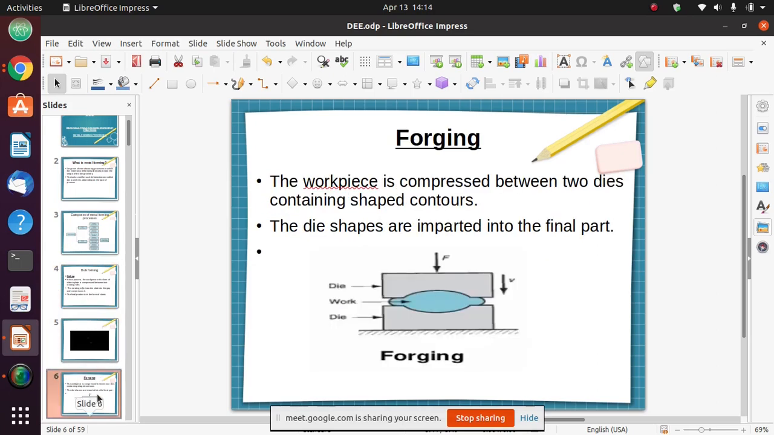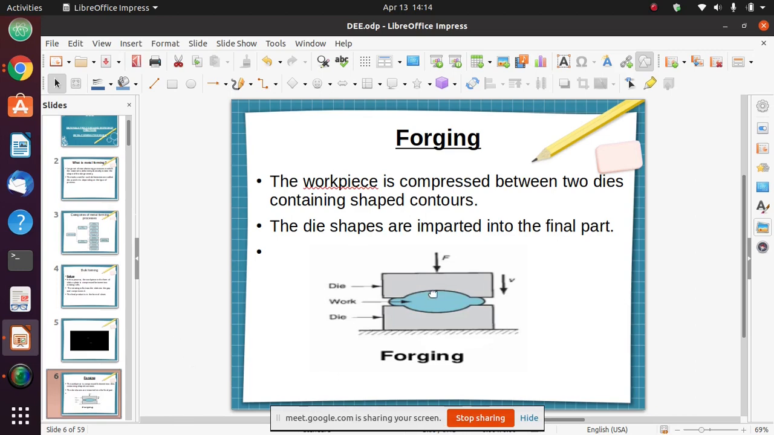Now, we have forging. Forging, I'm sure most of us are familiar with it, at the blacksmith in the neighborhood. When you take a metal workpiece and you compress it between two dies. The dies, when I talk about a die, it is up here. This is your workpiece, your metal. That die, for example, has a particular shape that you want to impart onto your workpiece.